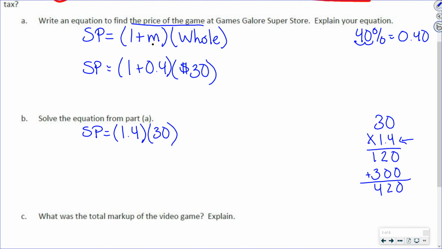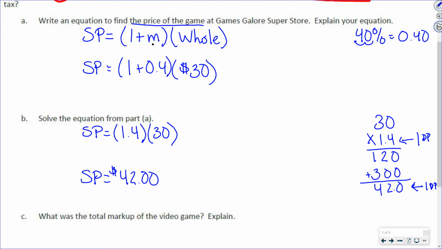Now this value right here has one decimal place. So my answer has to have one decimal place. So right here, one number behind the decimal. So my answer is the selling price is going to be $42.